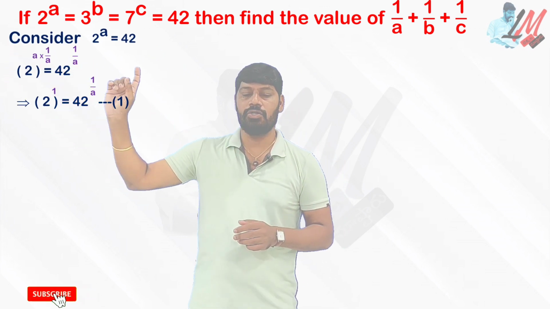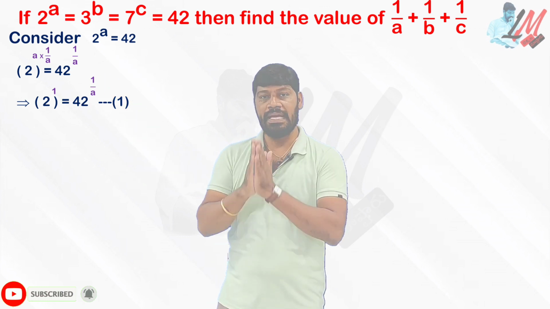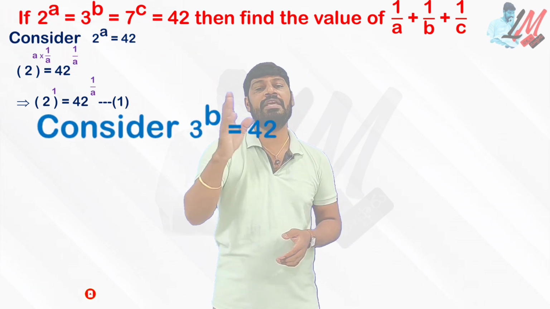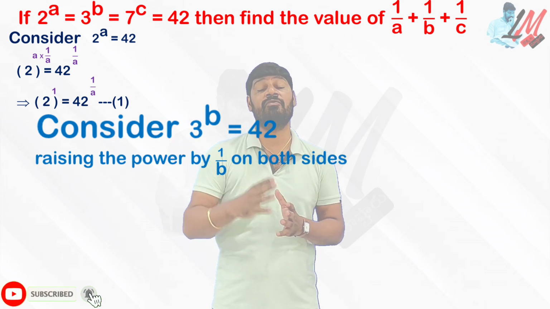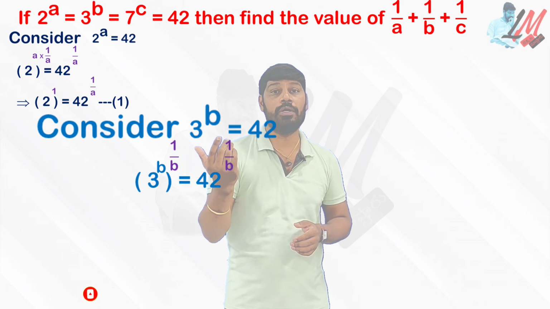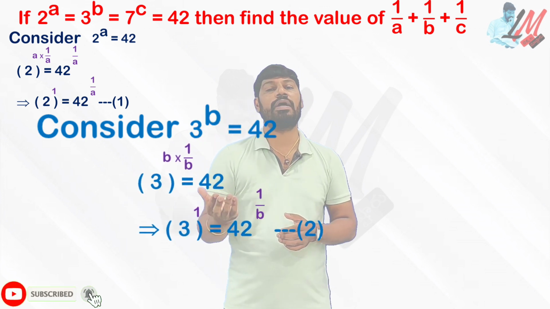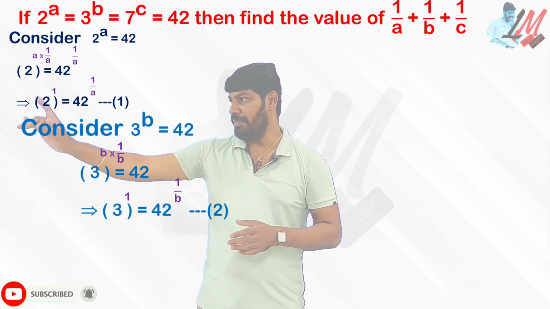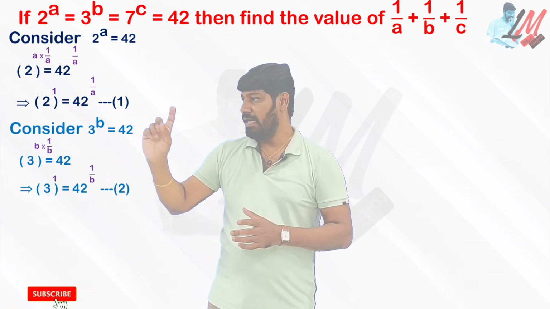Let me keep it aside. We'll make it equation 1: 2 equal to 42 power 1 by a. Similarly, if you take 3 power b equal to 42, here also you can raise the power on both sides with 1 by b. You get 3 power b whole power 1 by b equal to 42 power 1 by b. So you get 3 equal to 42 power 1 by b. Let me keep it aside. So here we got 2 equal to 42 power 1 by a, and 3 equal to 42 power 1 by b.